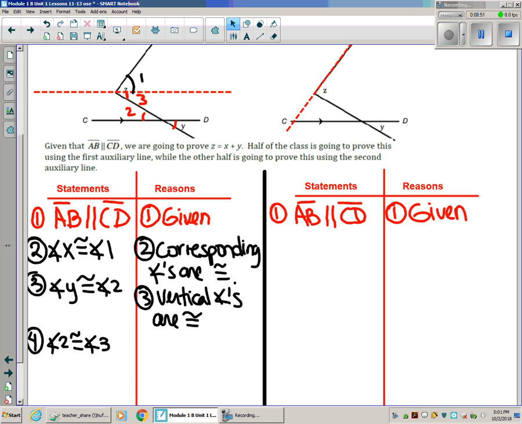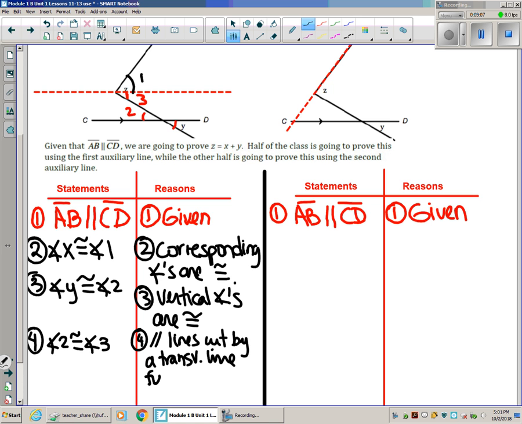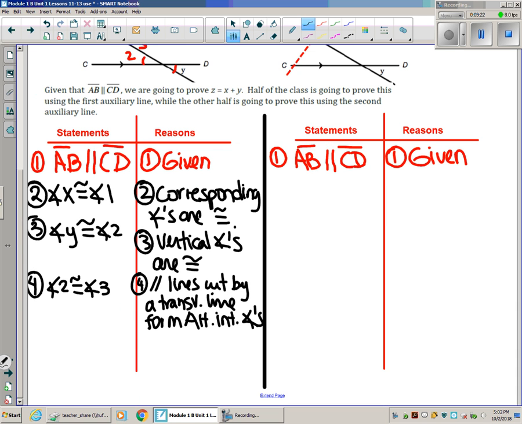Let me move this down a little bit. The reason is parallel lines cut by a transversal line form alternate interior angles. Alright, so now last but not least, let's try to substitute some of these things. So my fifth step should be, notice that I'm trying to prove that angle x plus angle y is equal to z. So let's see.